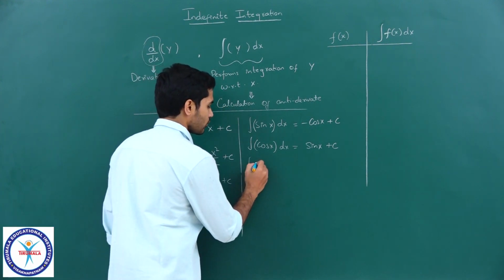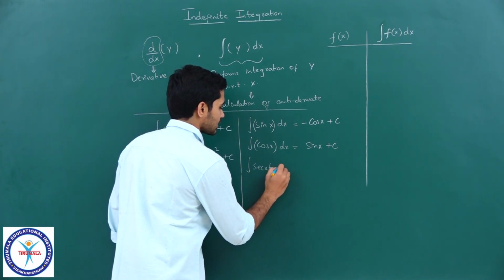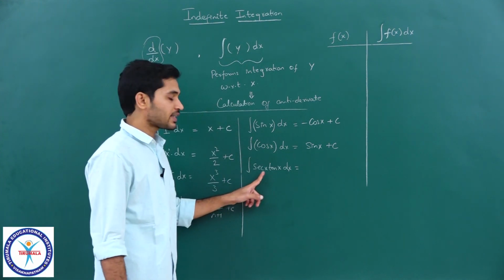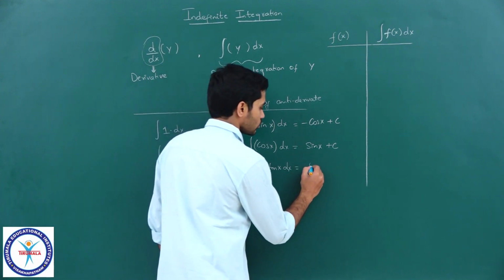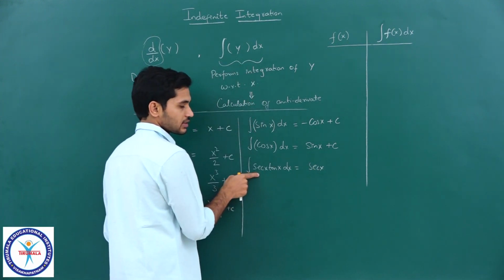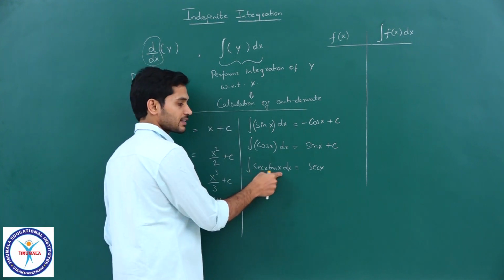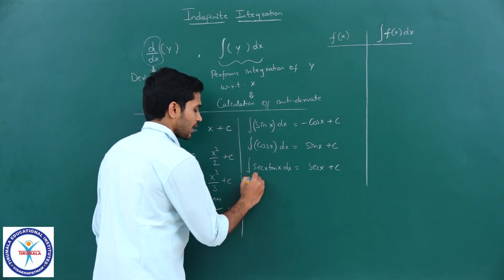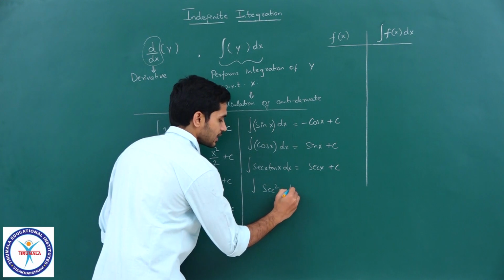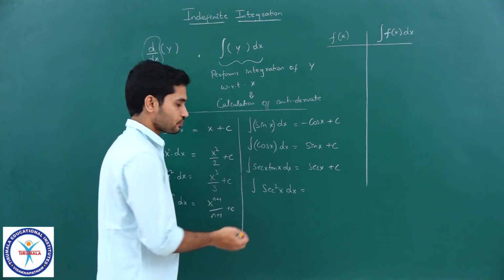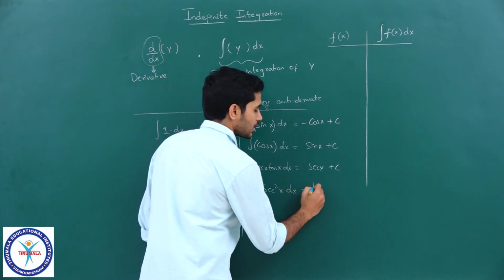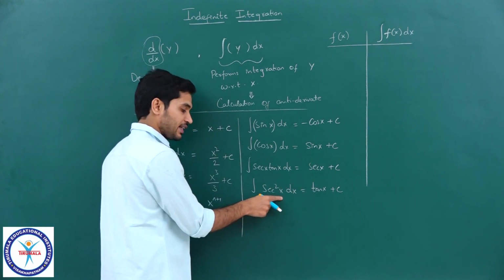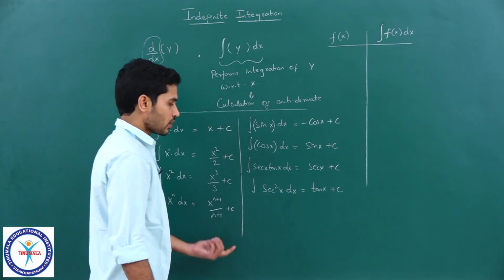Let me say integral of secant x tan x dx. Which function when differentiated gives you secant x tan x? Secant x. The derivative of secant x is secant x tan x. So, integration of secant x tan x is secant x plus c, right. Similarly, I can write integral of secant square x dx. What would that be? It would be tan x, right. The same logic once again. If I differentiate this, I get this, which means when I integrate this, I get this. Clear?